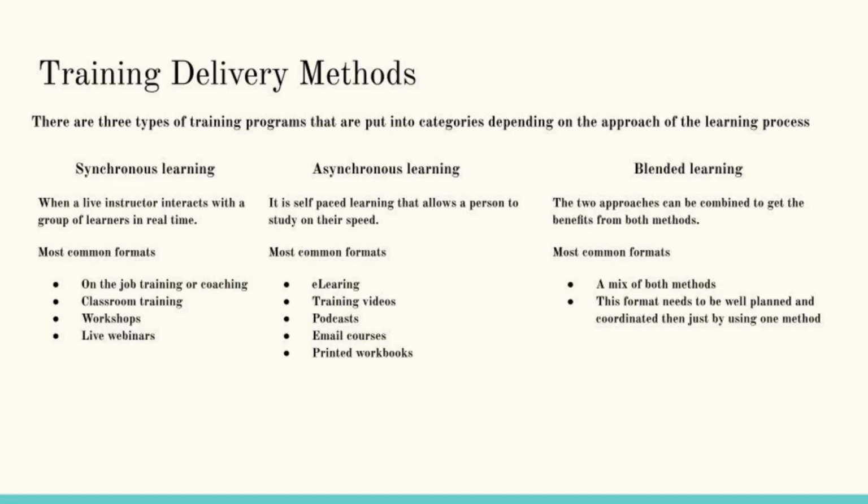Asynchronous learning. It is self-paced learning that allows a person to study at their own speed. Most common formats are e-learning, training videos, podcasts, email courses, and printed workbooks. And blended learning takes the 2 approaches and combines them together to get the benefits of both. The most common formats are a mix of both methods, and this format needs to be more well planned and coordinated than just using one of the methods.